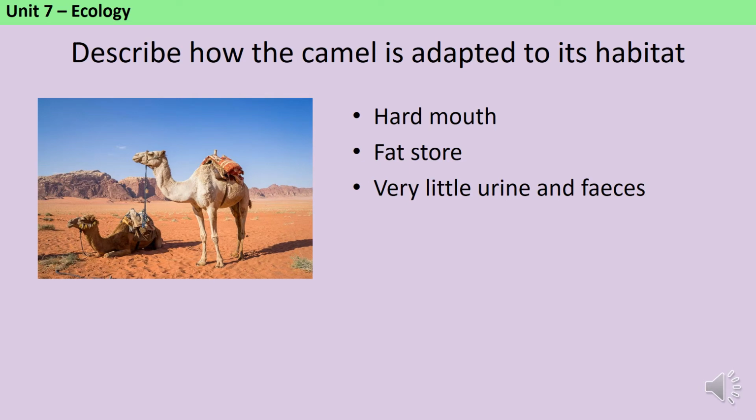Thirdly, it produces very little urine and very little faeces, and both of these are going to help it to conserve water. It also basically doesn't sweat. Camels are temperature tolerant, so whereas you or I would start to sweat more as soon as our temperature rose a tiny bit, a camel's temperature can rise 5 or 6 degrees before it begins sweating, and again that helps it to conserve water.